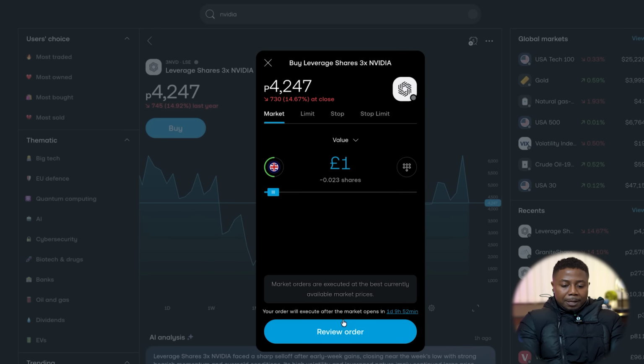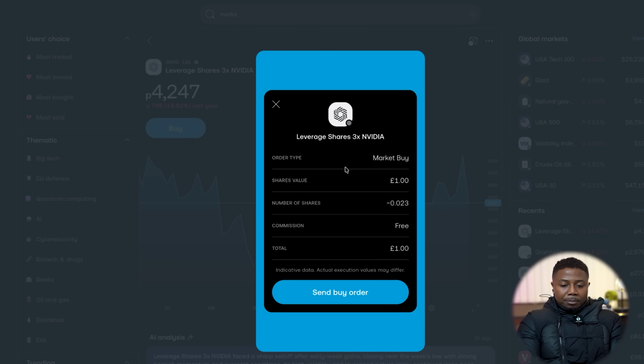So once you click on that, you click on review, and then it gives you a summary there, and it tells you the order type is market buy, the share value is £1, that's how much you're investing, and because Trading 212 allows you to invest in fractional shares, it will just give you the amount of shares that your £1 can buy, and in this case it's 0.023 shares. And because it's Trading 212, it's commission free. Now some platforms will have some commission applied to it, so make sure you look into that as much as possible. You want to keep those fees and commission as low as possible. If you can find a platform that gives you free commission, even better.